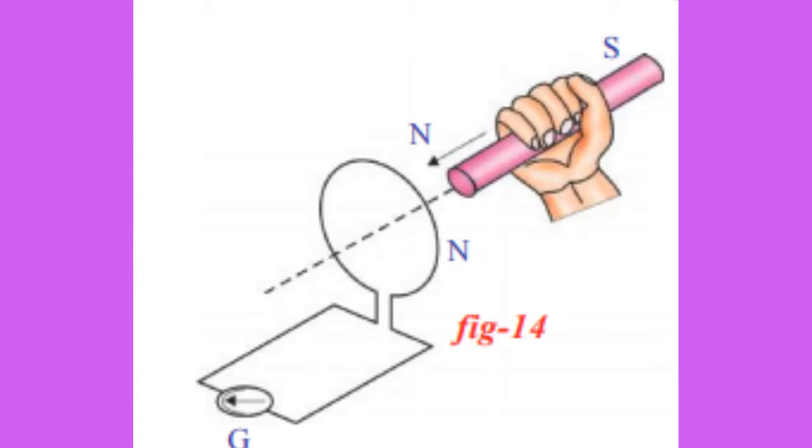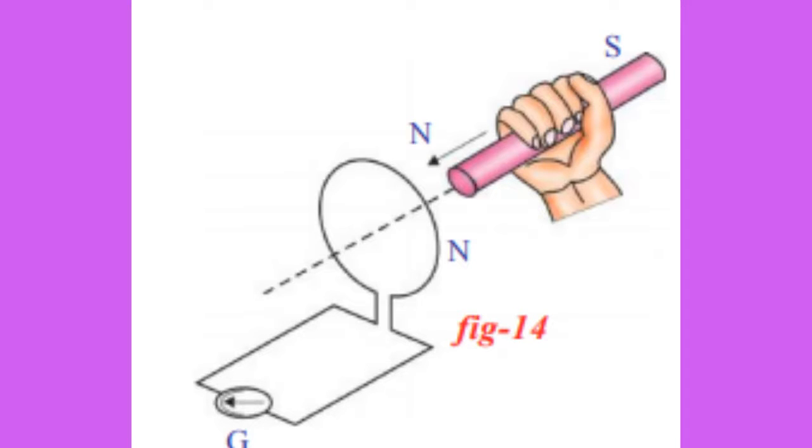Repeat the same experiment with the bar magnet at a stationary position and the loop or coil in movement. Then also we can observe there will be a deflection in the galvanometer. That means current is induced in that coil. So we can conclude that there should be relative motion between these two. Then current is produced, my dear children.